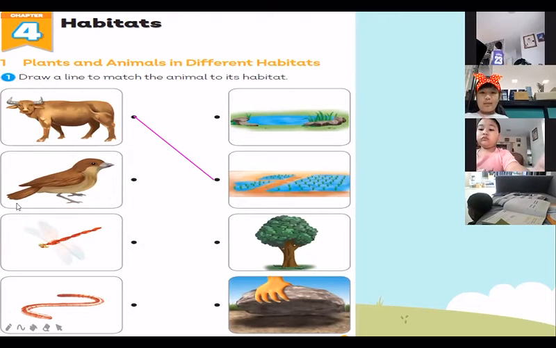Okay, next, let's look at our bird. Where does our bird live? Does a bird live in a tree? Yes, very good. So we draw a line to tree.